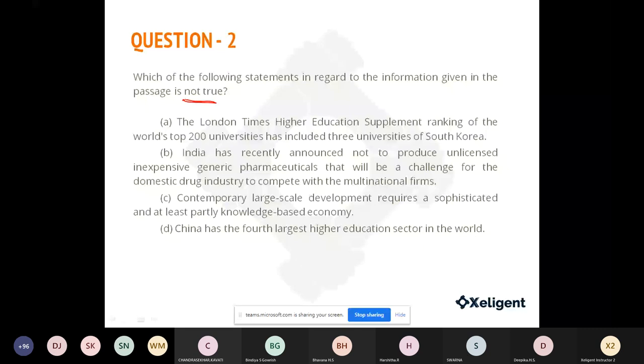Okay, so the correct answer is option B. That's the correct answer because China is the fourth largest higher education sector in the world, and that is actually not true. Whereas for the other options, the London Times Higher Education Supplement ranking of the world's top 200 universities has included 3 universities of South Korea, that you can find in the passage.